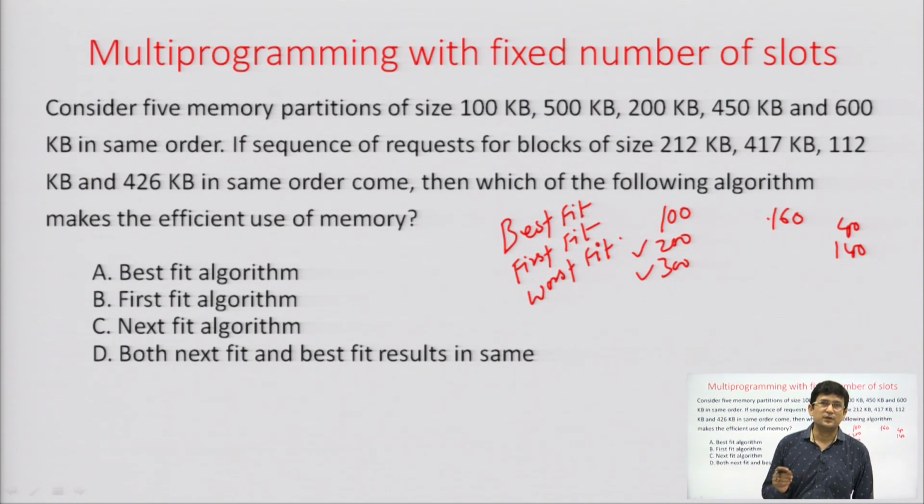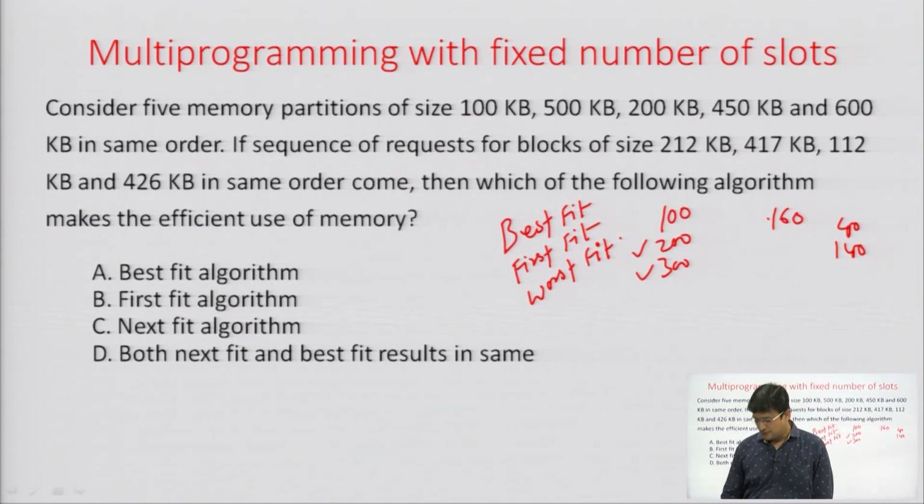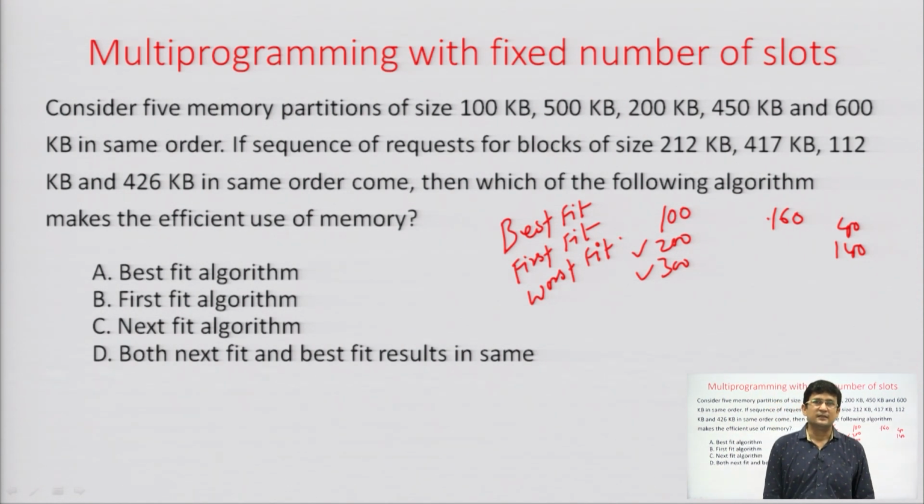If I accommodate the process in the 200 size partition, there will be a 40 size wastage here. So, the best fit algorithm says that. Worst fit is just the reverse. If it is the worst fit, we should fit it in the 300 size, because there is a maximum wastage there.